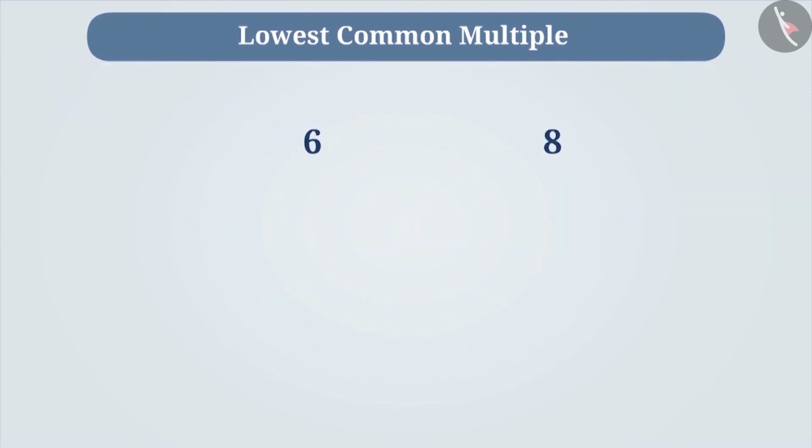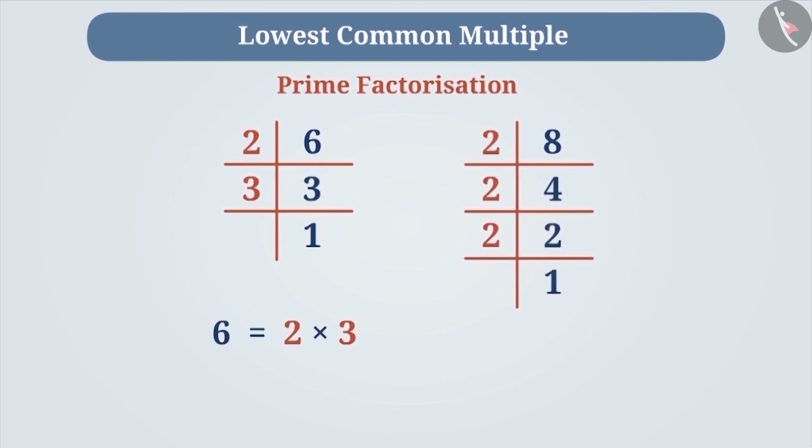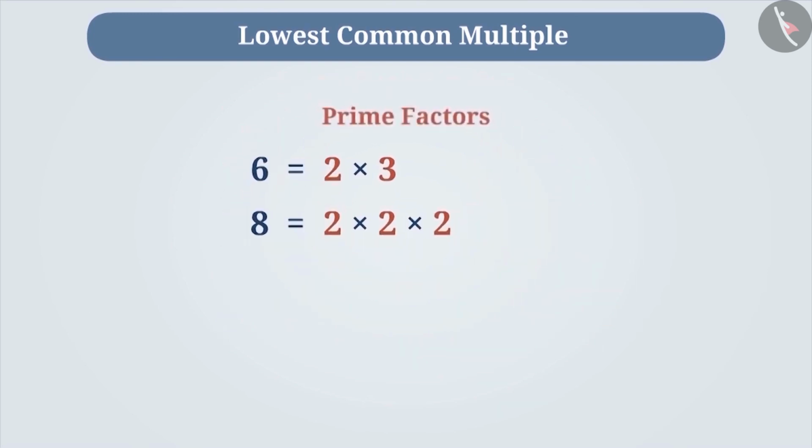First, we perform the prime factorization of these two numbers. The prime factorization of 6 can be performed in the following way. Therefore, we will write the obtained factors as 6 is equal to 2 into 3. Similarly, for 8, we get the factors 2 into 2 into 2. As we can see, the factor 2 is repeated thrice and the factor 3 occurs only once.